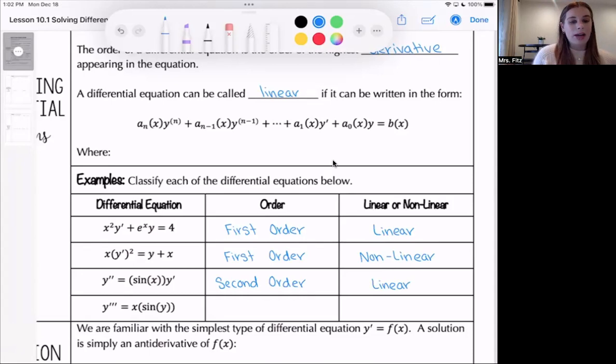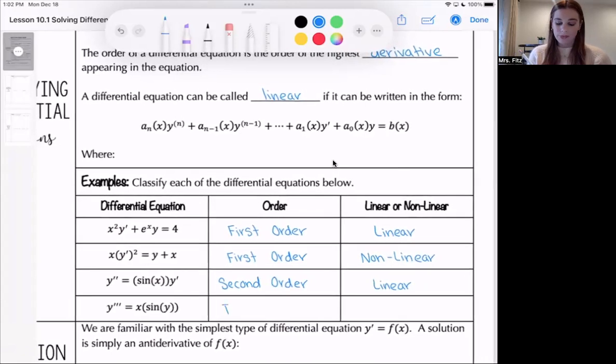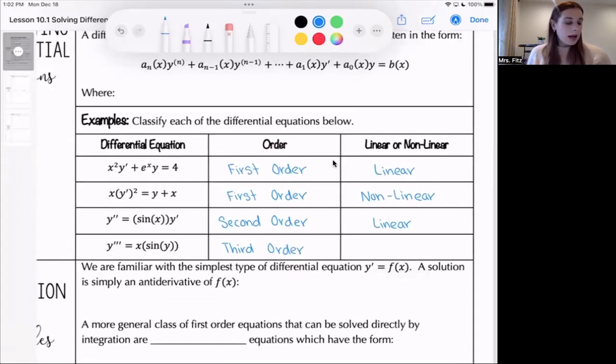Okay, and then the last one, we have y triple prime is equal to x times sine of y. Now, y triple prime is our highest derivative, so this one would be considered third order. And this one is actually nonlinear, because we have that sine of y thrown in there. So we have a function of x times a function of y, and so that kind of throws off our linear form.